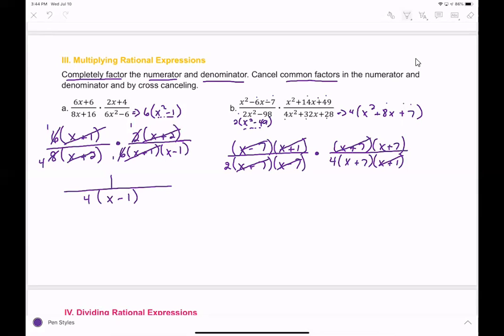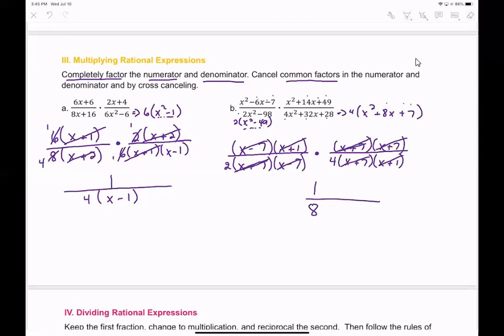So I can only cancel out pairs. So once I've canceled those two, I can't cross out with these two. So I'm going to cancel these two from the numerator and the denominator. And then all that's left in the numerator is 1. And then in the denominator, I'm going to multiply 2 and 4 to get 8. So that's our final product, is 1 over 8.